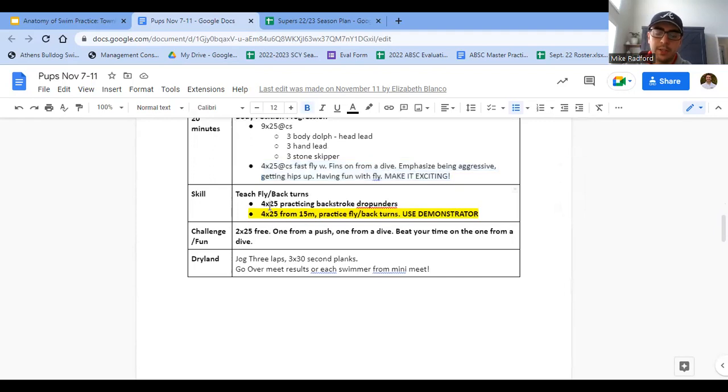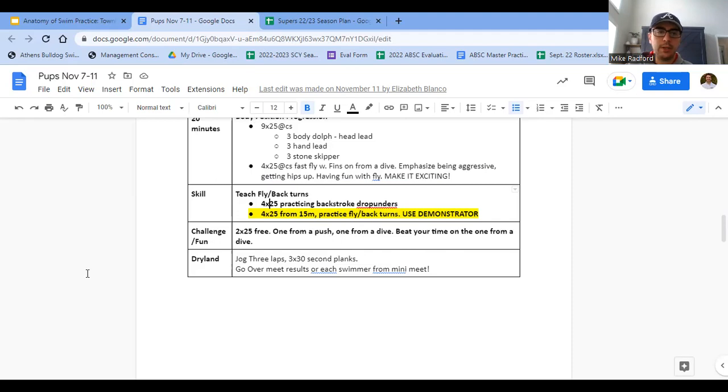Then their skill focus kicked in, and we worked on teaching butterfly to backstroke transition turns. And we did some 25s where they actually got to practice those. And then finally, they did their challenge at the end where they did 2 25s of freestyle, one from a push, meaning pushing off the wall, one from a dive. And on the one from a dive, they had to beat their time that they did on the one from a push. And they have their dry land there at the end.